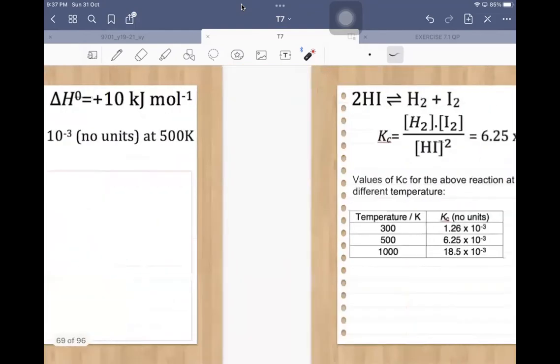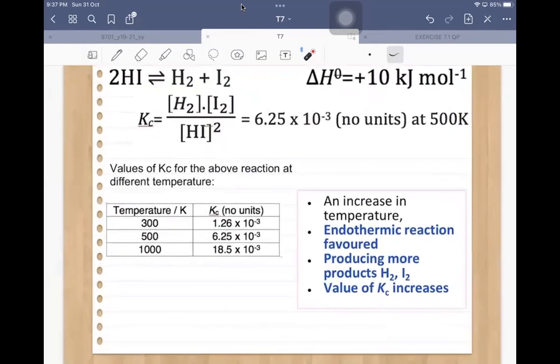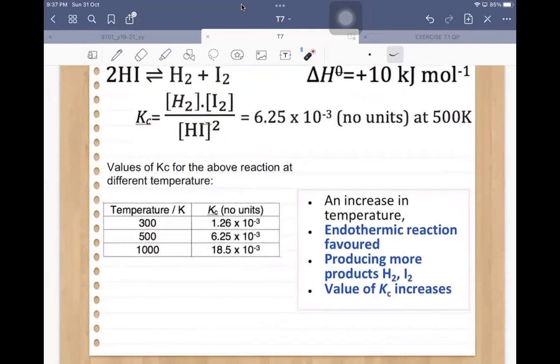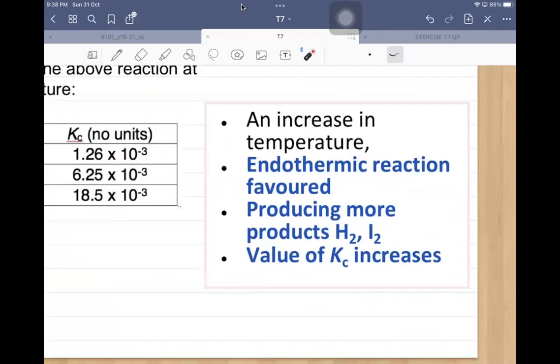Okay, so please copy this down. What happens when you increase the temperature? And if you want to copy this down, you can pause it, okay?